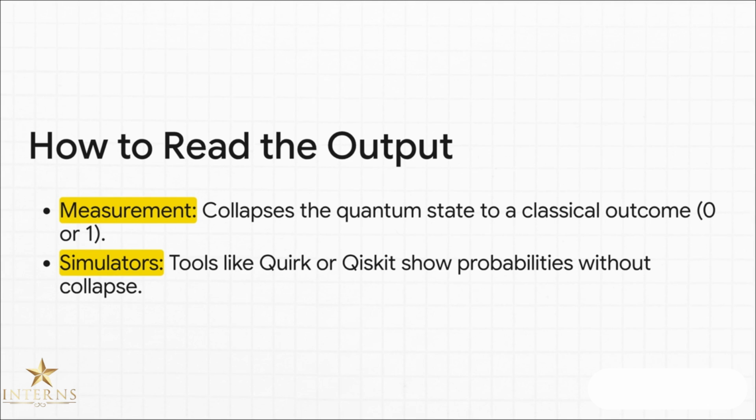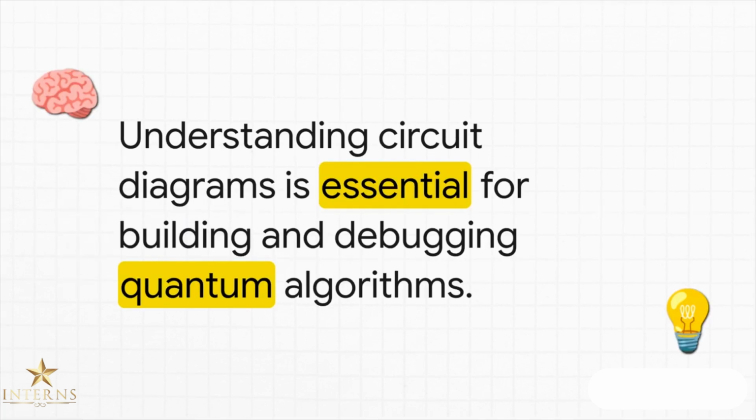The other way is to use simulators, and these things are amazing. Tools like these let you peek behind the curtain and see the probabilities of the whole system without forcing it to collapse, which is, as you can imagine, incredibly useful for designing and debugging your circuits. So, what's the big takeaway from all of this? Quantum circuits are so much more than just a bunch of diagrams. They are the essential language, the visual grammar that we use to build, to understand, and to debug the powerful quantum algorithms that are really going to shape the future of computing.